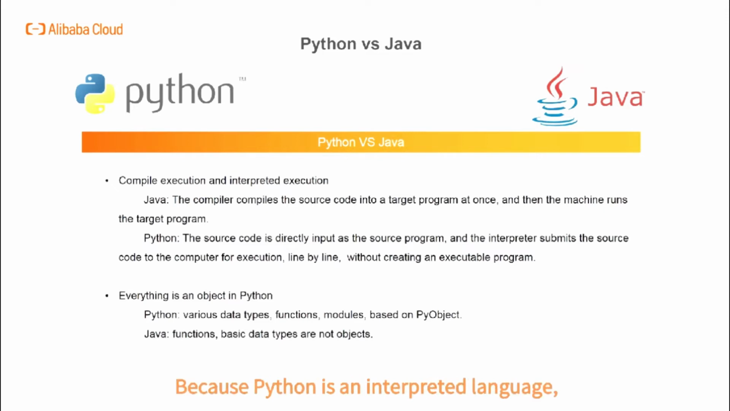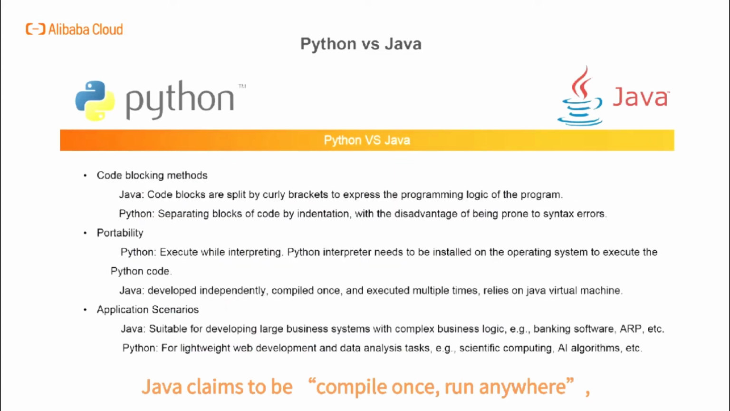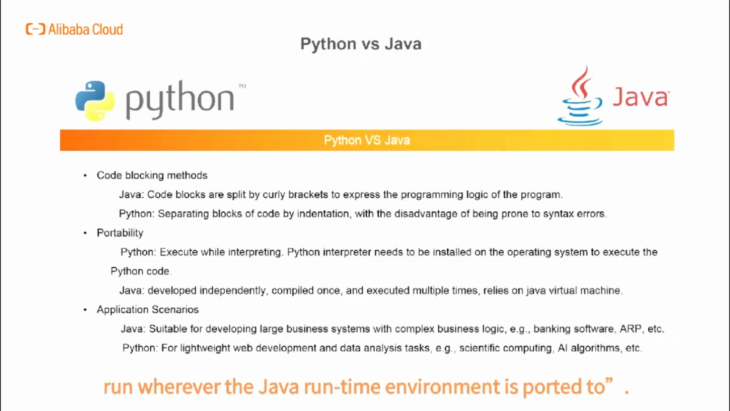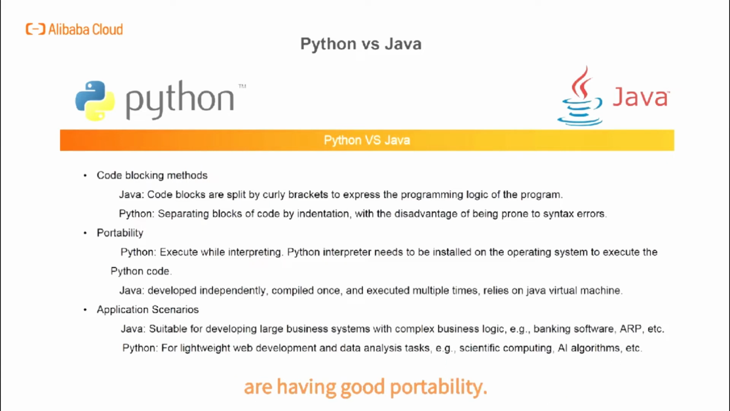The second is portability. Because Python is an interpreter language, there is an interpreter that reads the source code and executes it. For any operating system, as long as the Python interpreter can be ported to it, all the Python programs can run on it. As you know, Java programs run on the Java runtime environment. Java claims to be compile once, run anywhere, which is actually compile once, run wherever the Java runtime environment is ported to. Because the Python interpreter and the Java runtime environment are both ported to all the major platforms, you can see both Python programs and Java programs have good portability. We don't see much difference here.